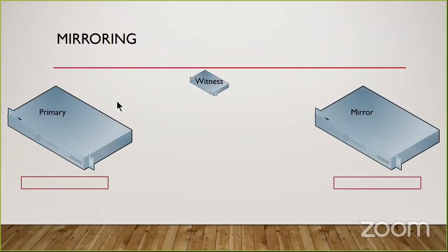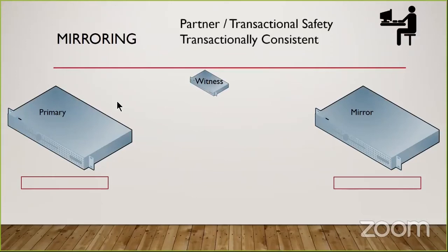So we've got this computer running the witness process, and all it's really doing is listening to the primary machine and the mirror machine to make sure they're alive. Now, there are two ways to configure mirroring. The first one I want to talk about is what we call partner safety, or technically it's called transactional safety.